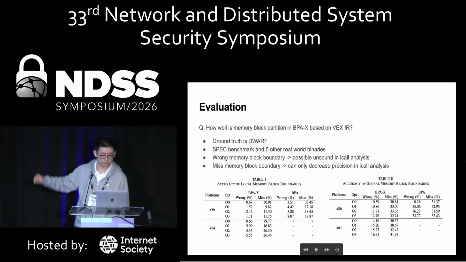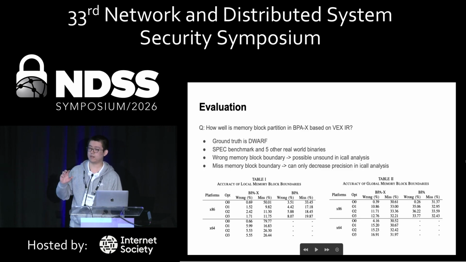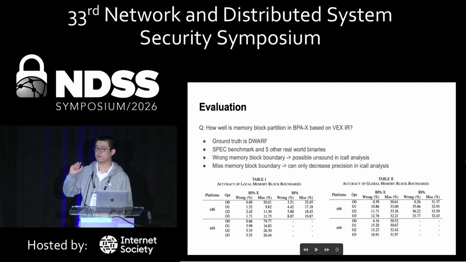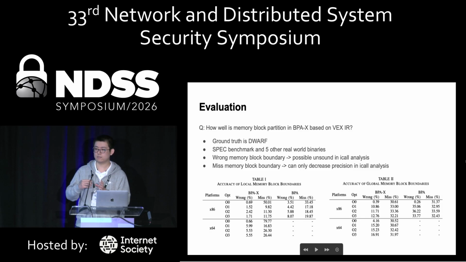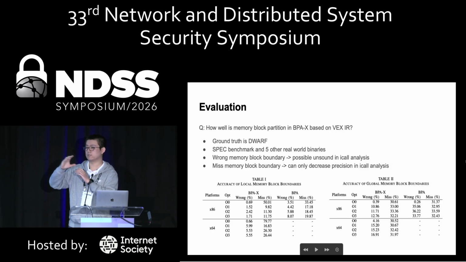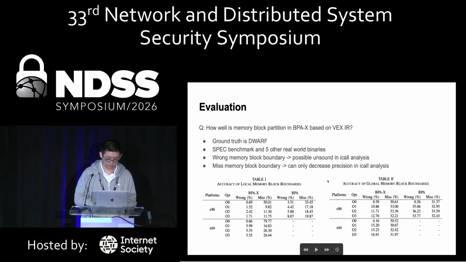In this table, wrong memory block boundaries means it has a memory block boundary within a source level variable, so it oversplits the memory, and it can lead to possible unsoundness when resolving indirect calls. For a missed memory block boundary, it can only affect the precision, as it's like we are combining multiple variables into one giant memory block.